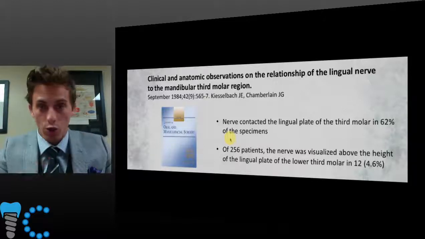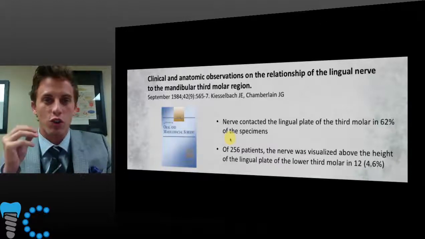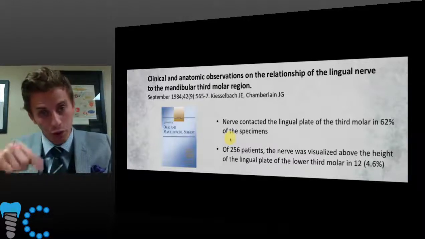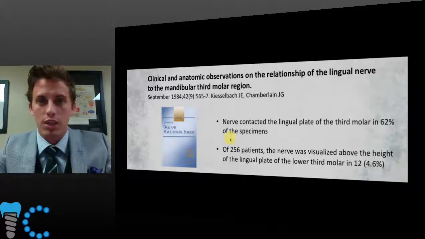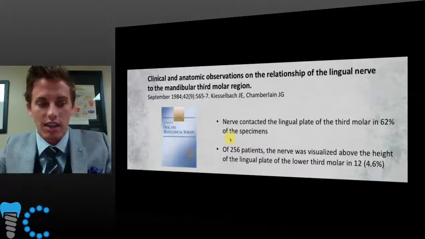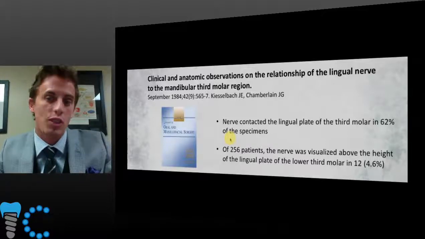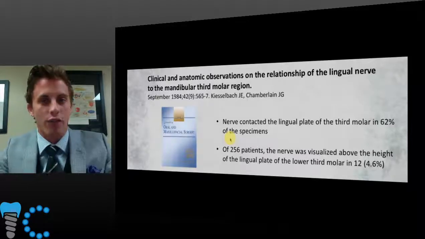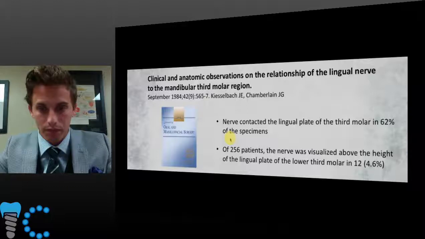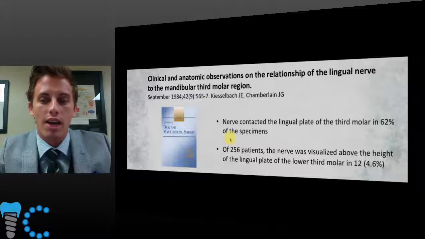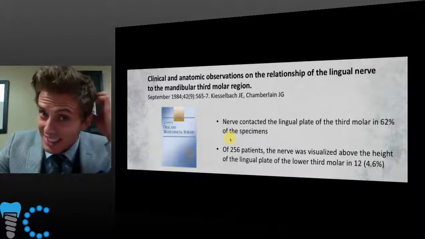So any of you, surgeons, general practitioners, if you're doing third molar or wisdom tooth surgery and you perforate that lingual plate with your burr, you may have touched that lingual nerve and you've just caused your patient issues. This is why I'm giving us this information, because as a general practitioner doing this type of surgery, you've got to be careful. If you don't know your complications, it's not fair for the patient to undergo surgery with you. Of the 256 patients, the nerve was visualized to be above the height of the lingual plate in about 4%. I prefer looking at the 62% and the 18%.